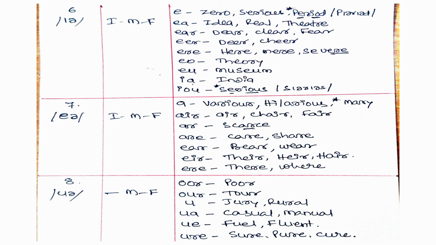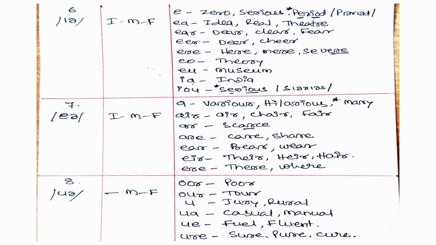Now ERE. The words HERE, here, MERE, mere, SEVERE, severe. Now, it's also represented with EO. For example, THEORY, theory. People used to say this one as theory. Some used to say this one as theory. Not theory, not theory. It is theory. The theory of Mendel. Like that.